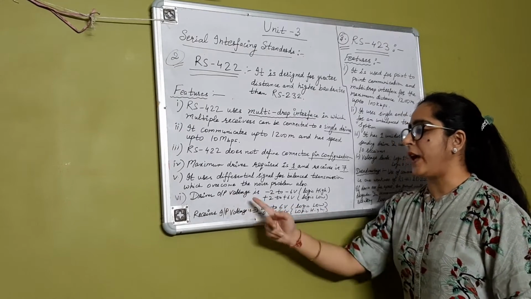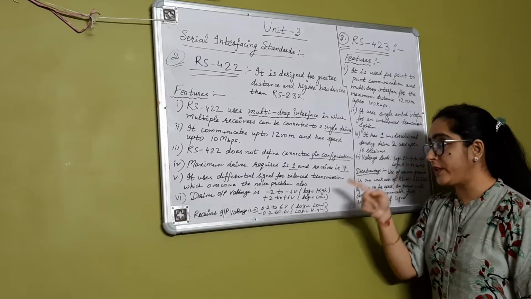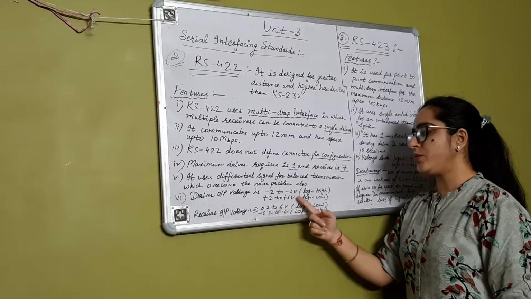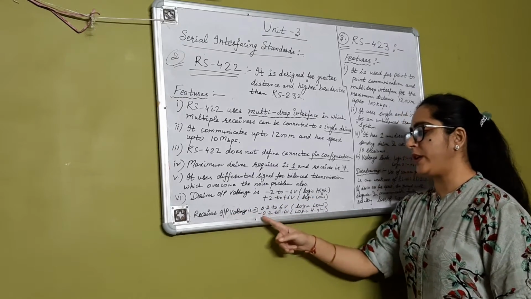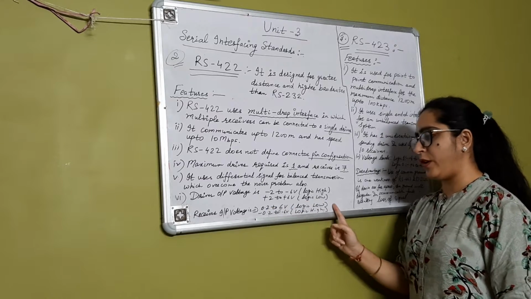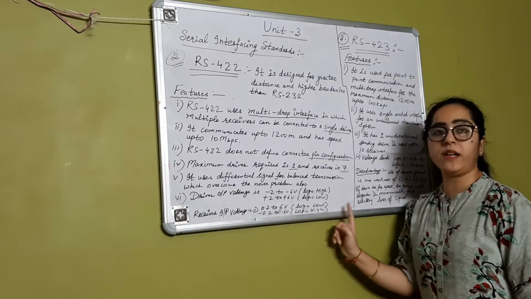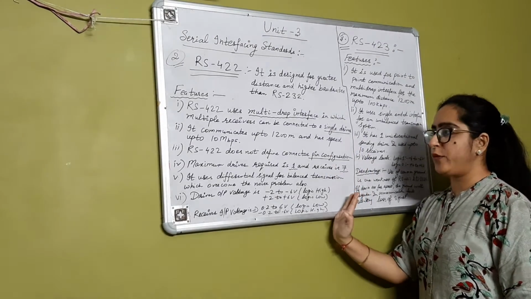Now next is driver output voltage. Driver output voltage for RS-422 is -2 to -6 volt for logic high, and +2 to +6 volt for logic low. Receiver input voltage is 0.2 to 6 volt for logic low and minus 0.2 to minus 6 volt for logic high. So this is all about RS-422.